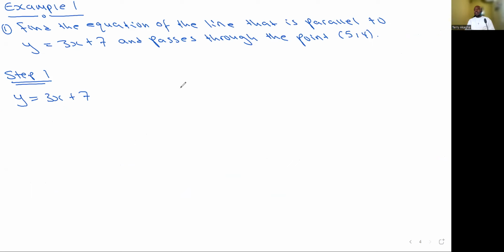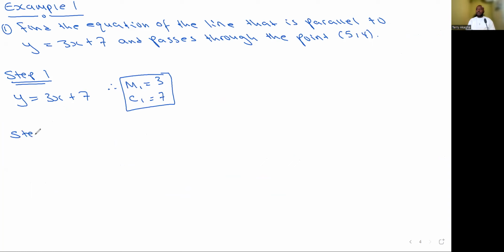So that means in the slope-intercept form, the m1, which is the slope of the first line, is 3, and the intercept of the first line is 7. It was given, so that had been done for us.